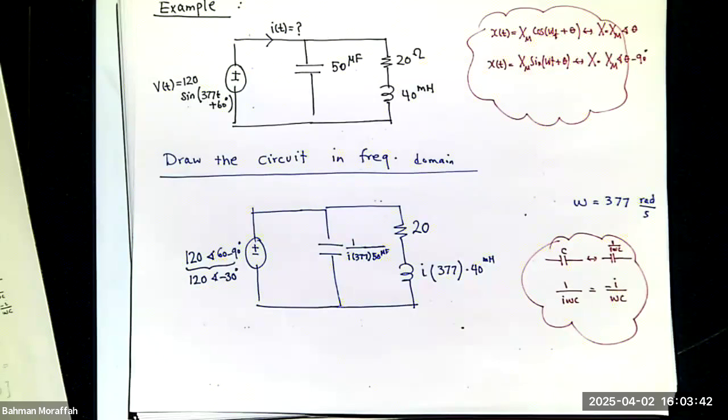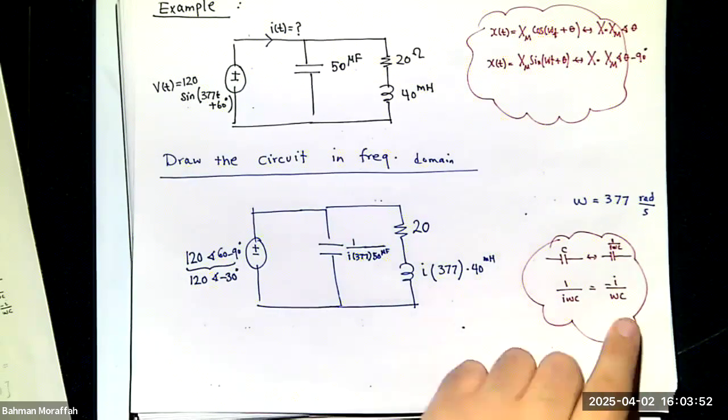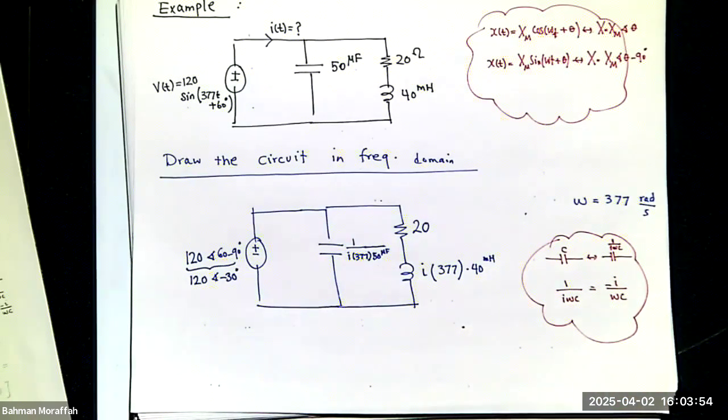Because having this j down here can be a little difficult to work with. But if I use this representation, now I have my complex numbers on the top, so it's much easier to work with, right?